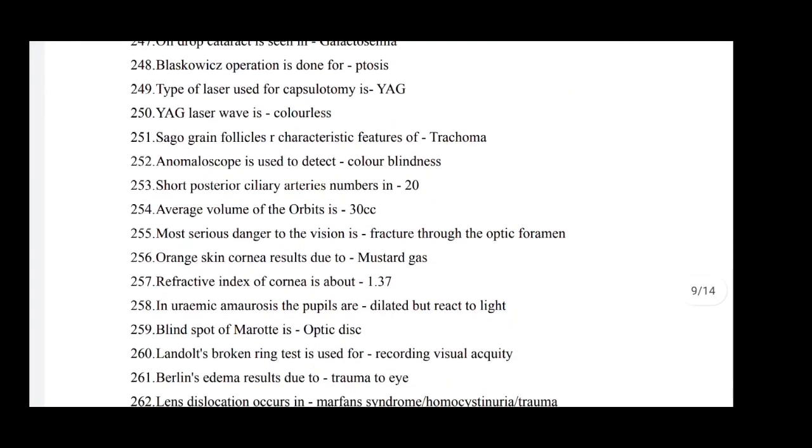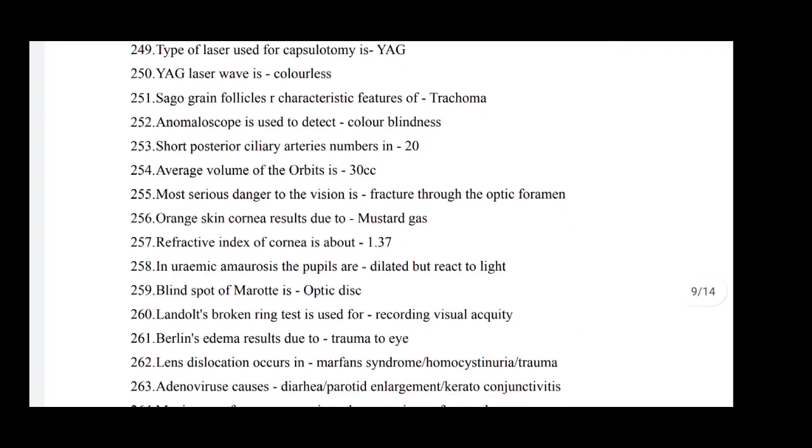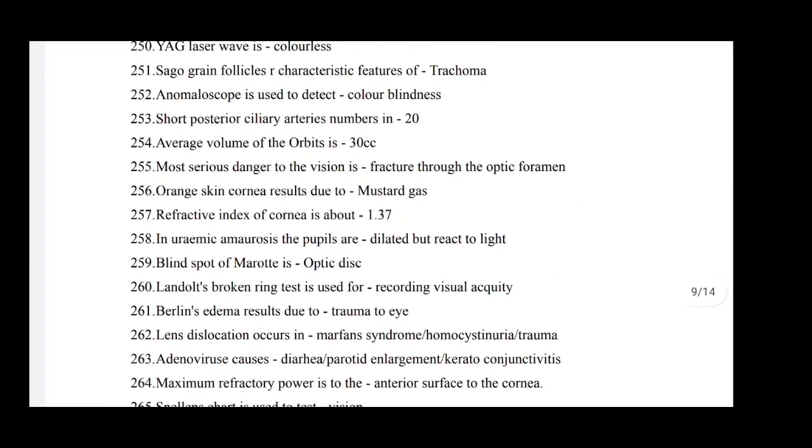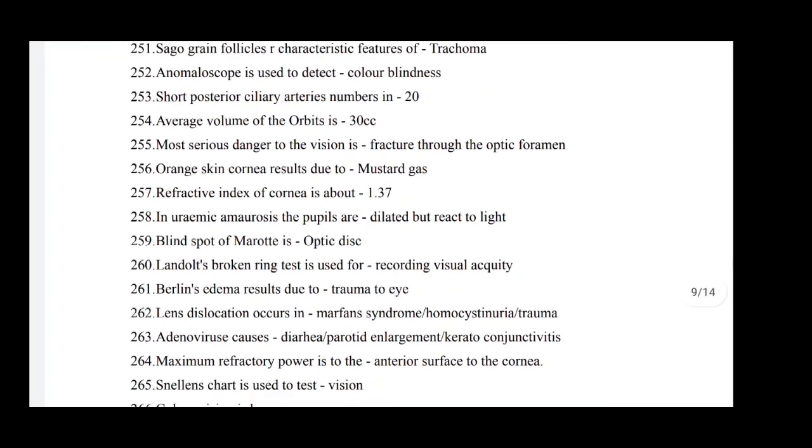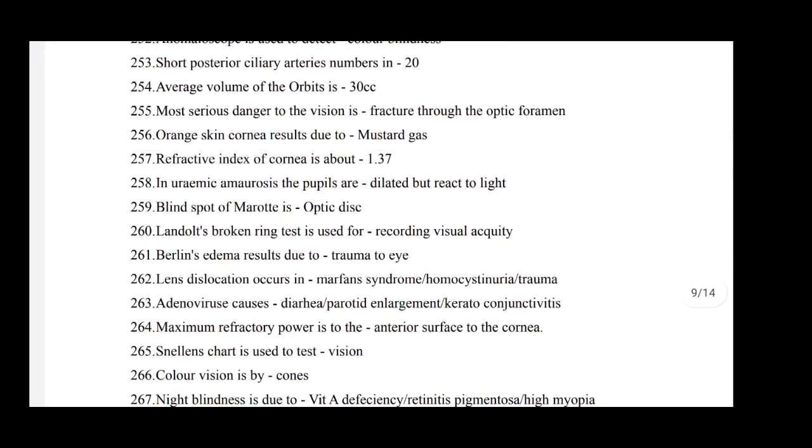Type of laser used for capsulotomy: YAG. YAG laser wave is colorless. Sago grain follicles are a characteristic feature of trachoma. Anomaloscope is used to detect color blindness. Number of short posterior ciliary arteries is 20. Average volume of the orbit is 30 cc. Most serious danger to vision is fracture through the optic foramen.